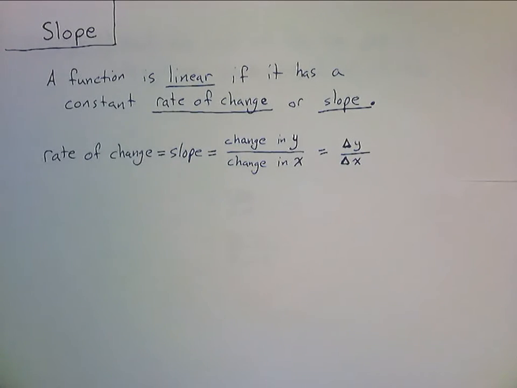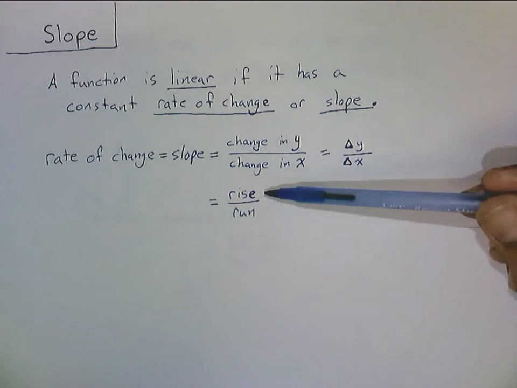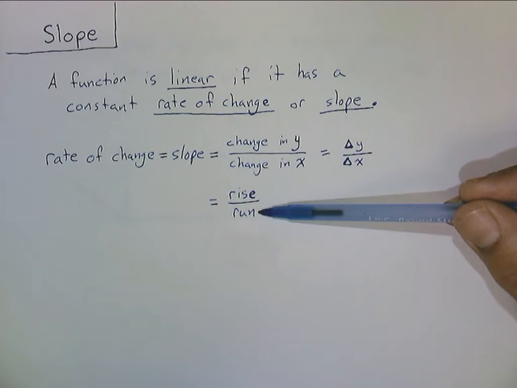And sometimes we use these two words called the rise and the run. When you're looking at a graph usually, rise meaning we're going from one point to another point, how far do you have to move up or down, divided by the run, how far you have to move left or right.